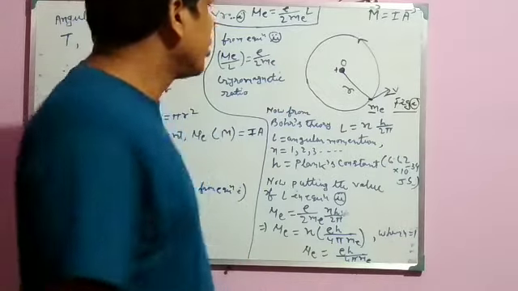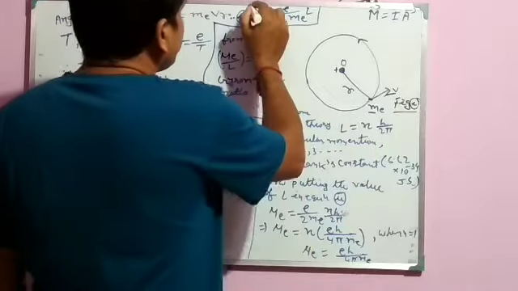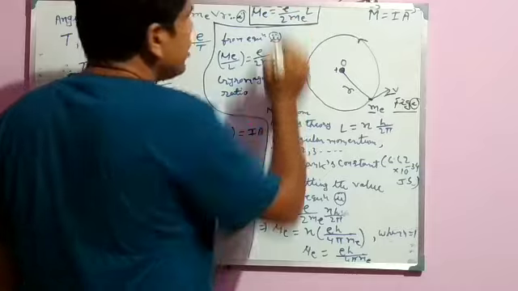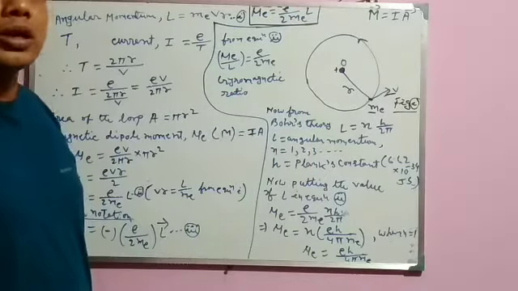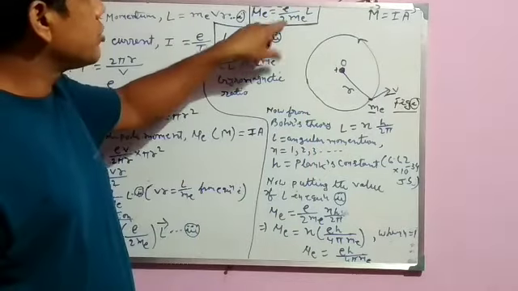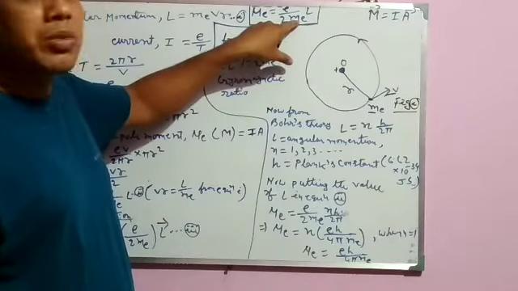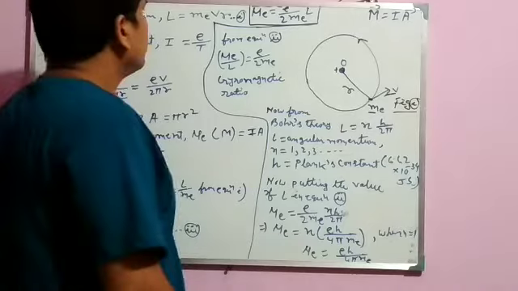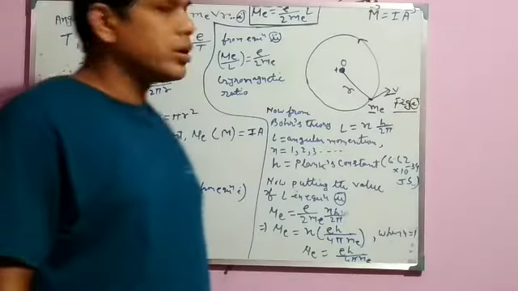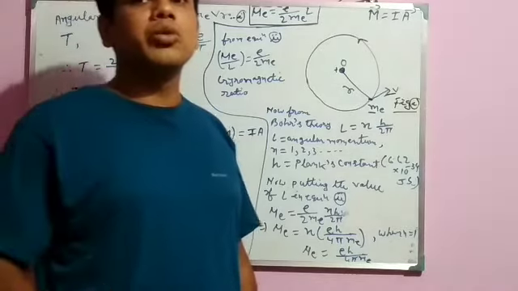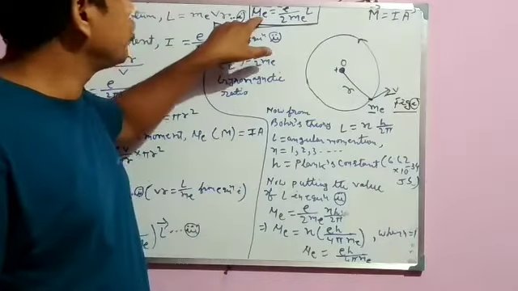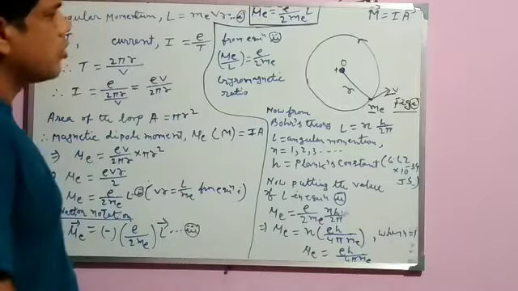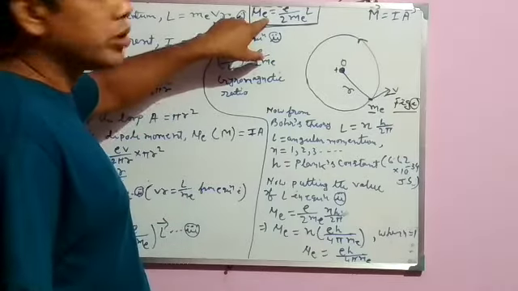Now we have to derive this expression. Here mu_e is the magnetic dipole moment of the electron, e is the charge of the electron, 2m_e is twice the mass of the electron, and L is the angular momentum. The magnetic dipole moment of the electron is denoted by mu_e, sometimes also by capital M. Now we will derive this expression.